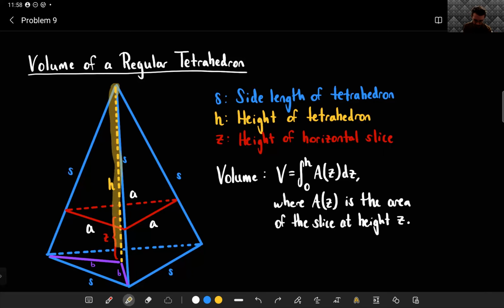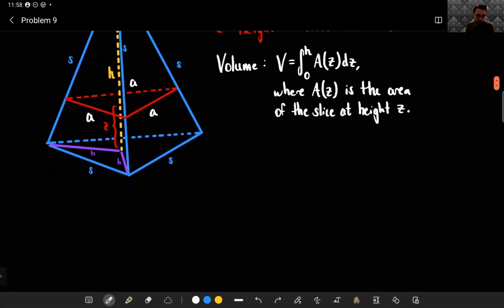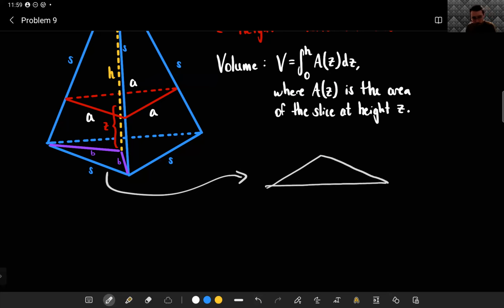I'm going to start by finding a formula for H. H is tough, but you can get to H if you first start with these B's. So let's find a formula for B. Let's take this triangle right here and just pull it out and sketch it over here. So the triangle looks like this.